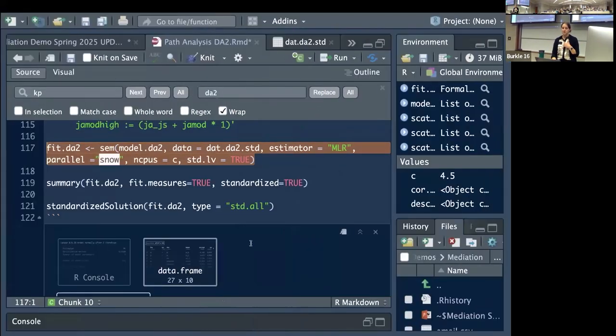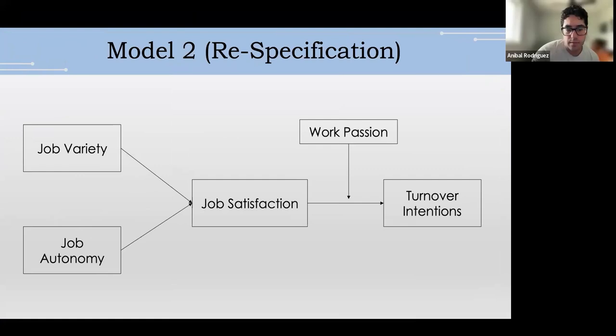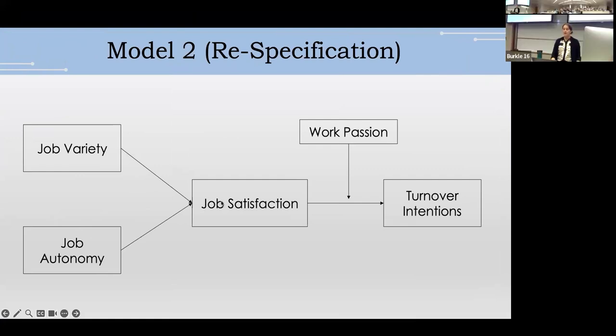What comes after specification? Estimating. What's different about this model that's going to change my estimation technique? Two outcomes, but that doesn't change my estimation. There's a relationship in here that requires a different type of estimation. I have two mediations in here: job variety to satisfaction to turnover, and job autonomy to satisfaction to turnover, which means I'm going to what? Bootstrap. So we specified model 2, I just described it. We then estimated model fit and parameters using bootstrapping to account for mediation analysis.